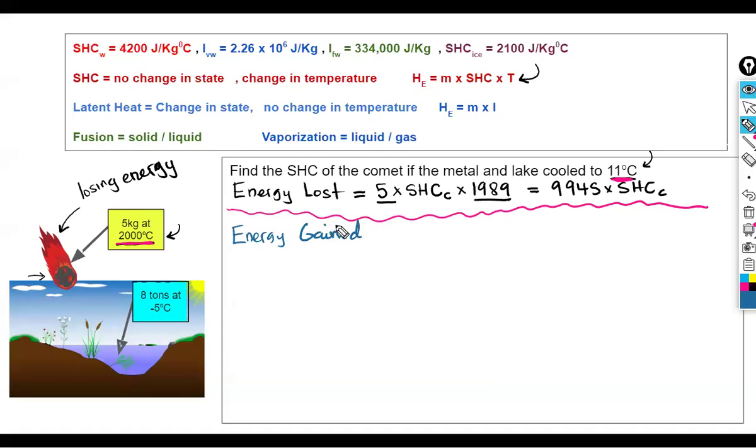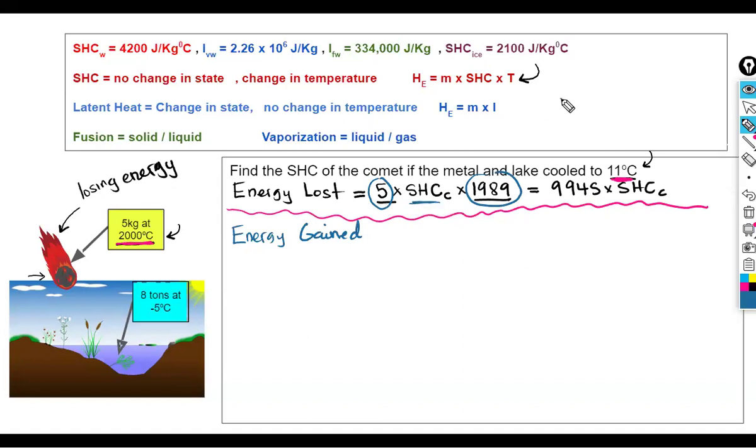Now, who is gaining the energy? The lake, because the comet is giving up its heat, right? Okay, so how did we get the 9945? We just multiply 5 by 1989. 5 multiplied by 1989 will give you 9945. And then you have to put back this here.